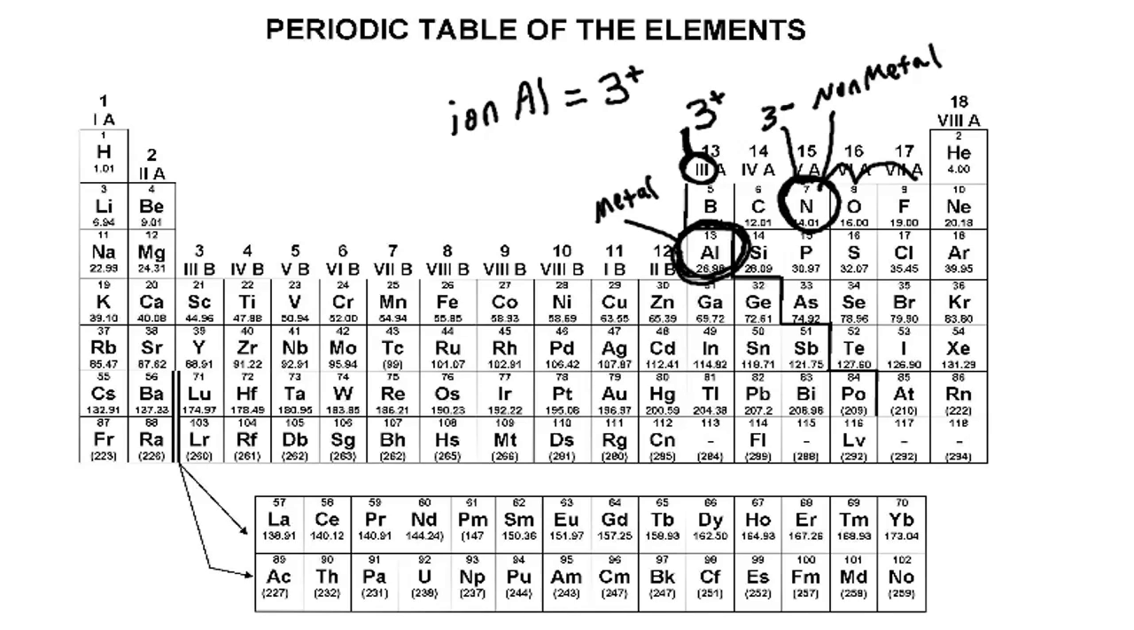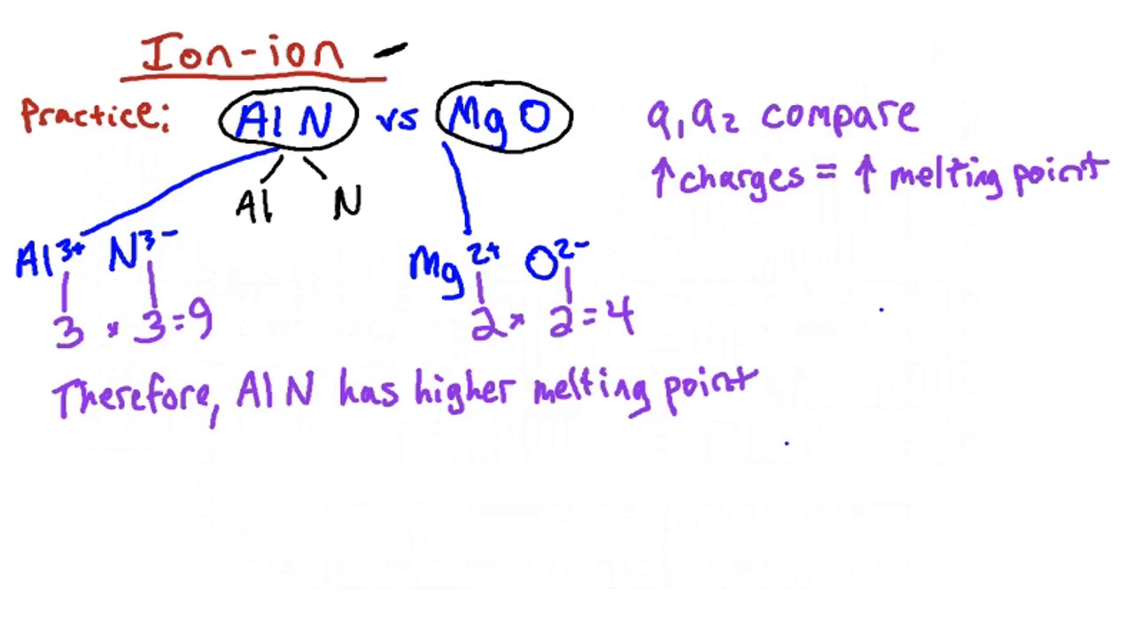So 1, 2, 3. It's 3 columns away from the 8th column, so that means it's going to have a charge of negative 3. So the aluminum is going to have a positive 3 charge, and the nitrogen is going to have a negative 3 charge. So that enables them to come together and make aluminum nitride as a balanced molecule because the plus 3 and the minus 3 cancel each other out. So the total charge of aluminum nitride is 0.